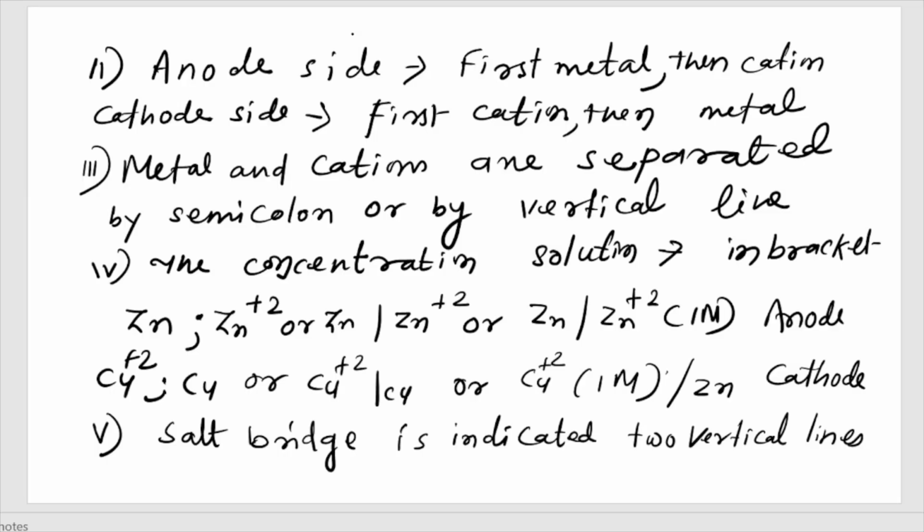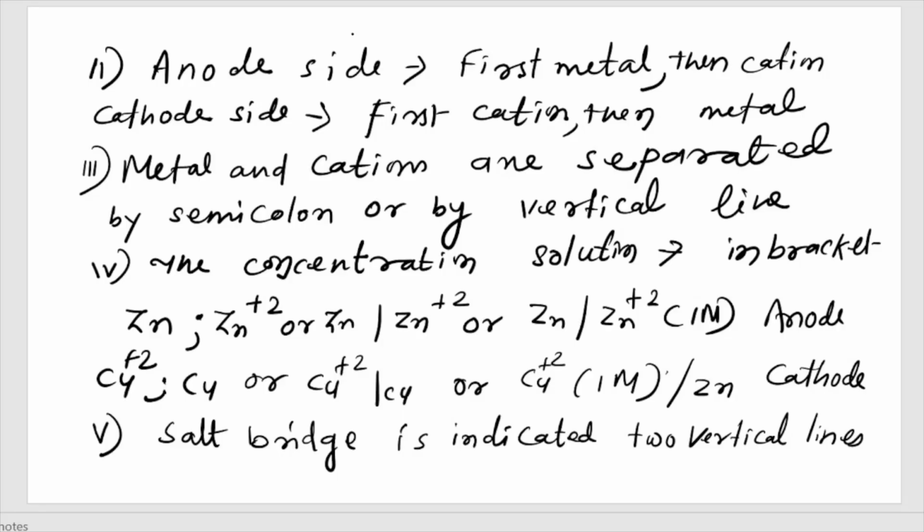On the anode side, what happens? First metal, then cation. Zinc in zinc sulfate solution, that means Zn, then Zn plus 2, the cation. Metal, then cation. On the cathode side, what happens? First cation and then metal. Why? Cations gain electrons, so the cation is first. On the anode side, why is the metal first? Because the metal loses electrons.